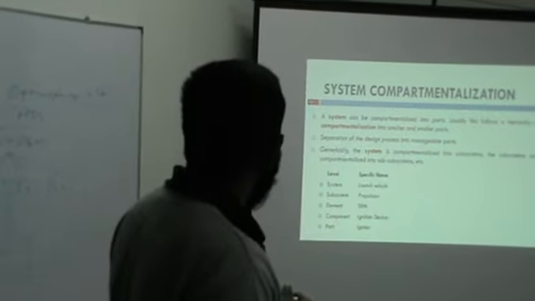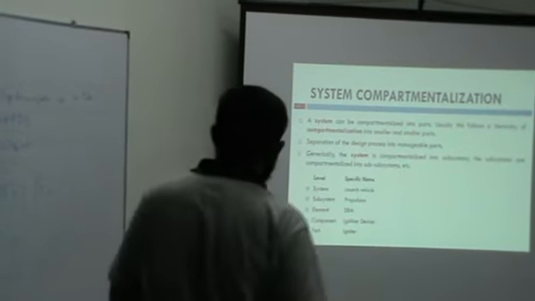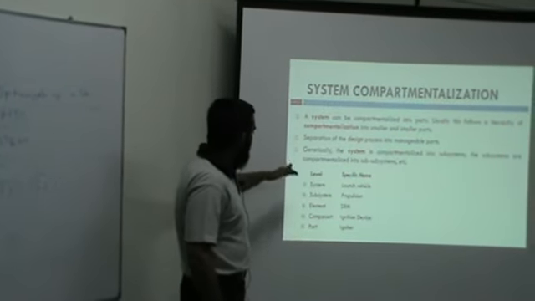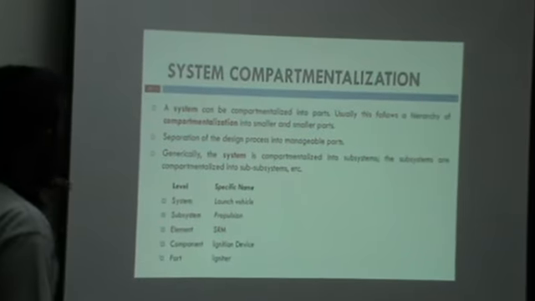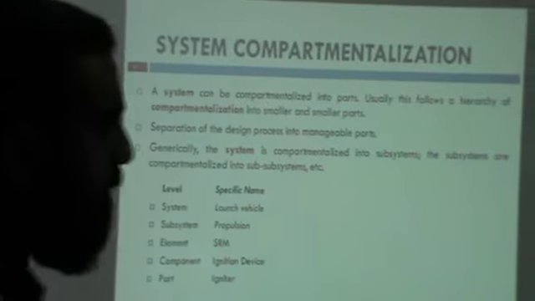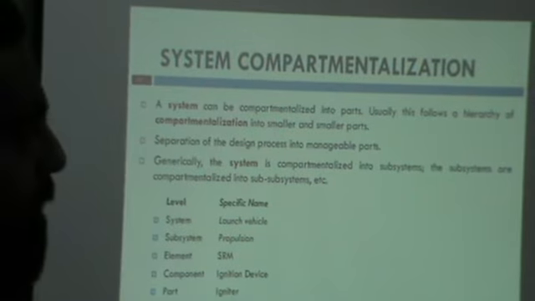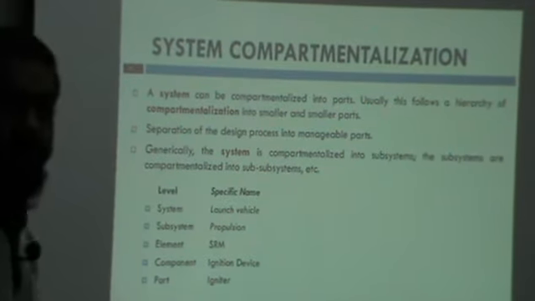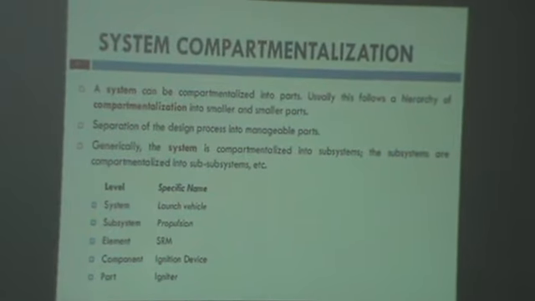As in this slide मैंने कुछ example भी दिए. For example, अगर आप देखें तो at system level, name of a system is launch vehicle. Subsystem is propulsion, then element is SRM, and within that element you have an ignition device, and within that ignition device you have an igniter. So this is an example of the compartmentalization taking place in a launch vehicle. Okay, well, what is SRM? Any ideas what is SRM?